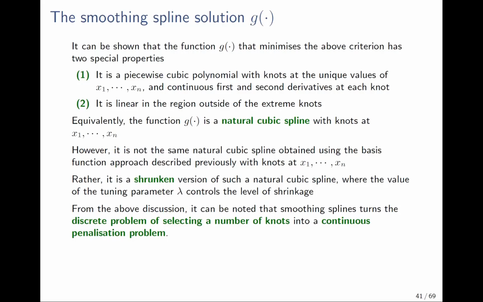However, it's not actually the same as a natural cubic spline obtained using the basis function approach described previous to those knots. It's a shrunken version of such a natural cubic spline, because the tuning parameter lambda is going to control the level of shrinkage. So that's what smoothing splines do. They don't define knots in the way that we've done previously, either manually or by using some uniform pattern of knots. The smoothing spline turns the discrete problem of selecting knots into a continuous problem of penalization, where lambda is going to be the parameter that determines the trade-off.